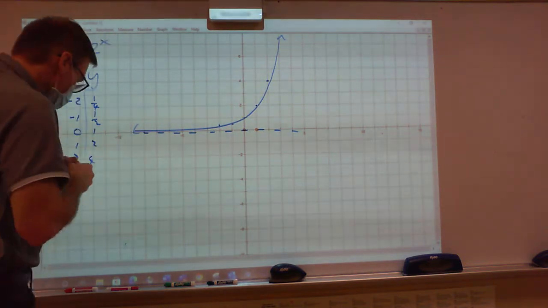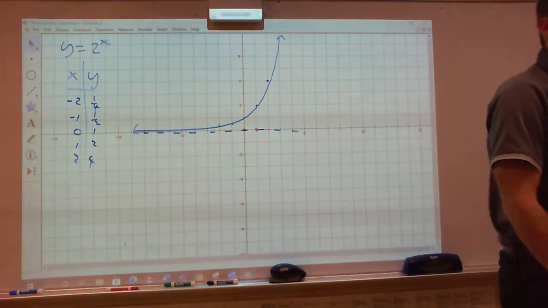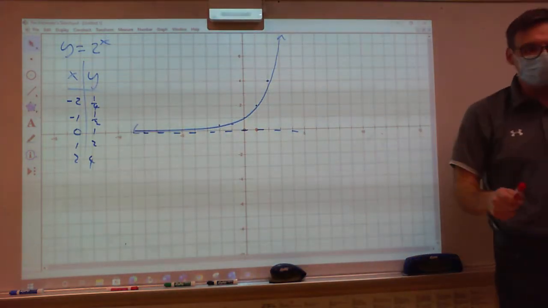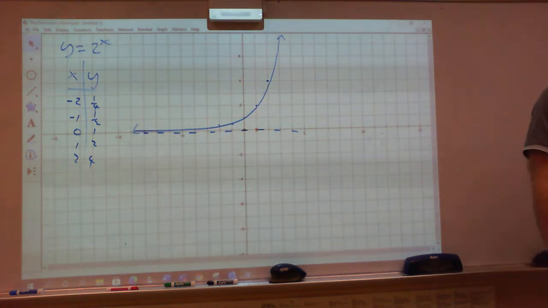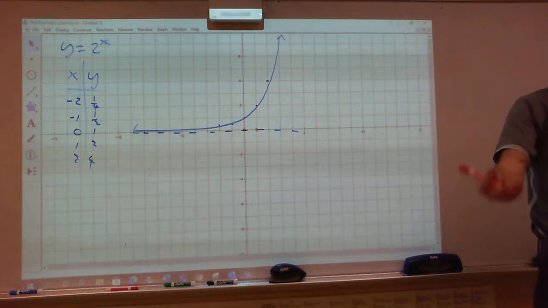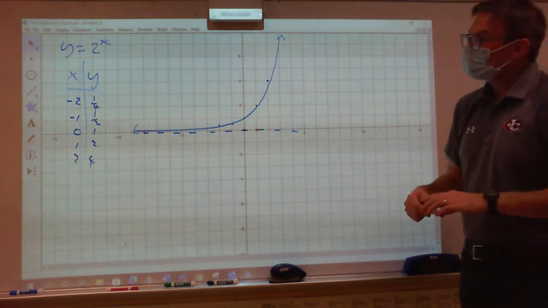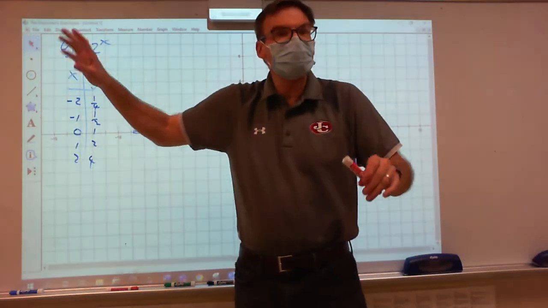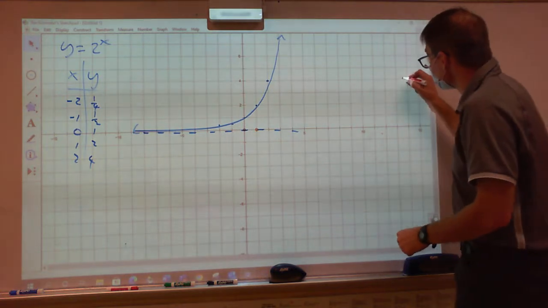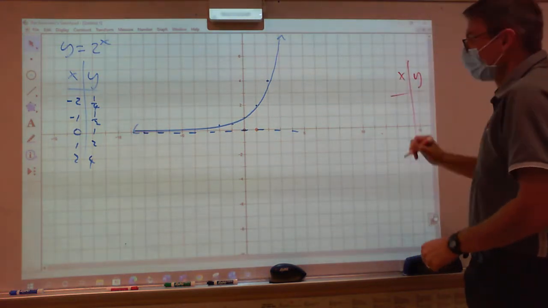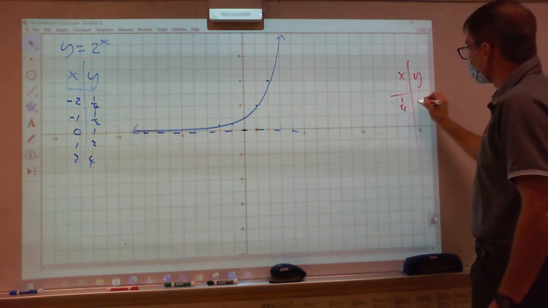All right, I'm going to pick up a different color marker, and I want the inverse. I am interested in a graph of the inverse of this. And so how do you find the inverse of anything? You swap x's and y's, right? The rules don't change. I'm going to make a chart of the inverse, and I'm going to swap x's and y's. So here's my x, here's my y. And now instead of -2, 1/4, I'll have 1/4, -2.